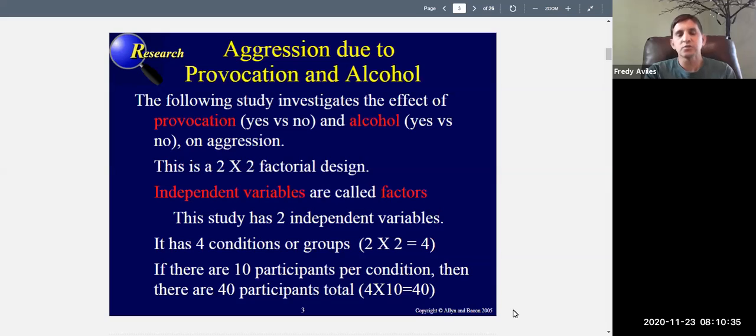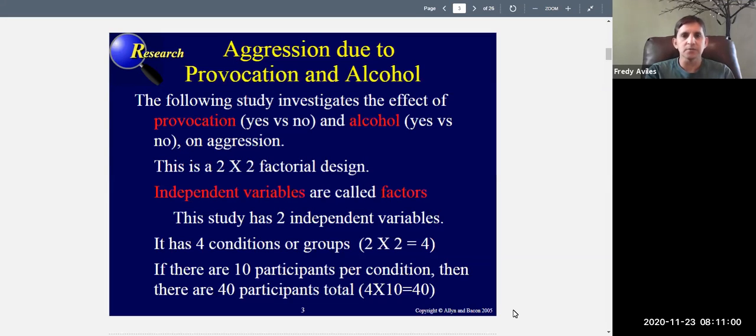So this is what we call a 2x2 factorial design. Independent variables are called factors. That's why it's called a factorial design. And the study has two independent variables. One of them is provocation, in red there. The other one is alcohol. Those are the two independent variables. And like I said, each of them has two levels or two possibilities. Yes, no for provocation, yes, no for alcohol.